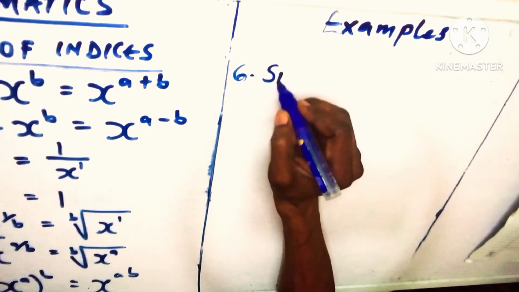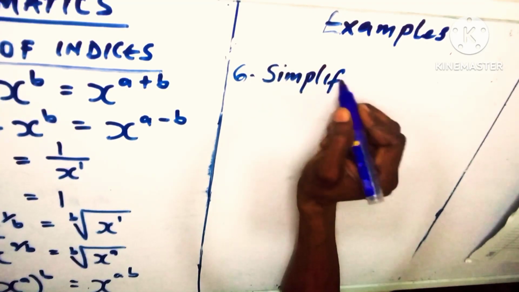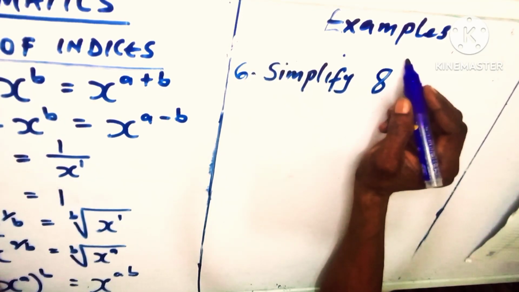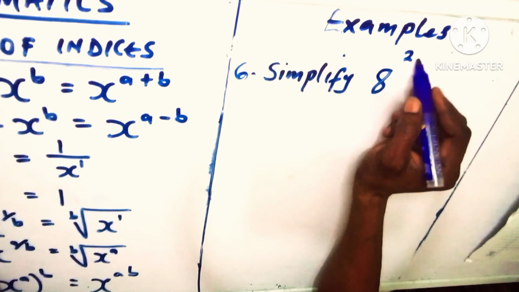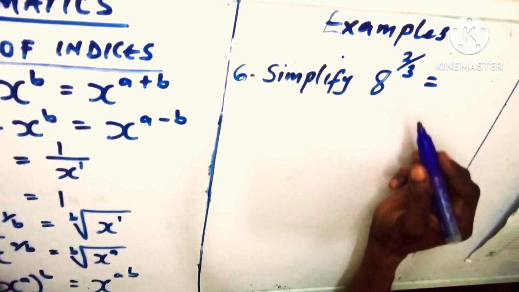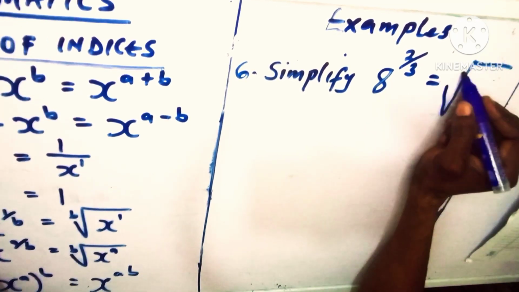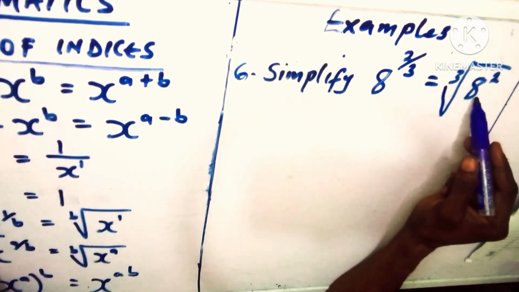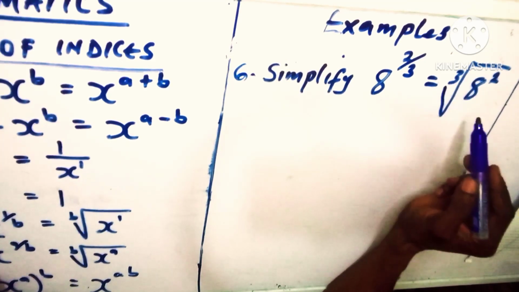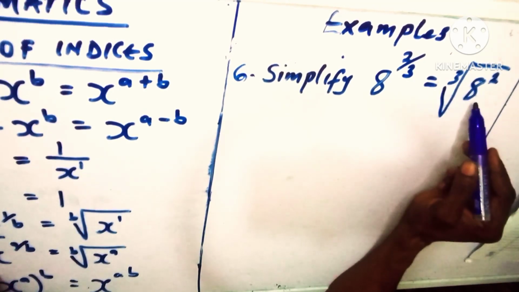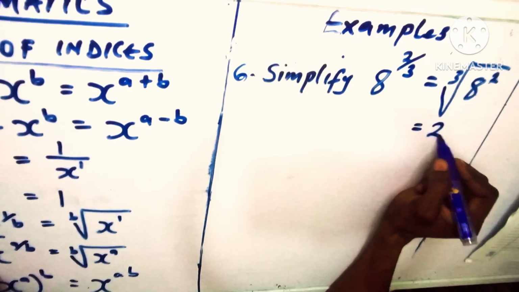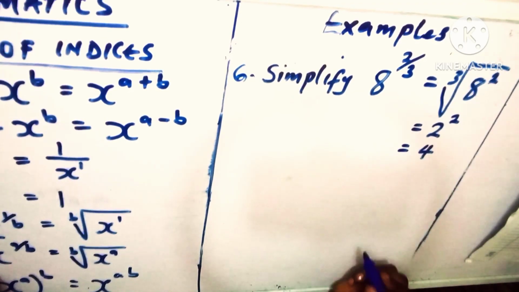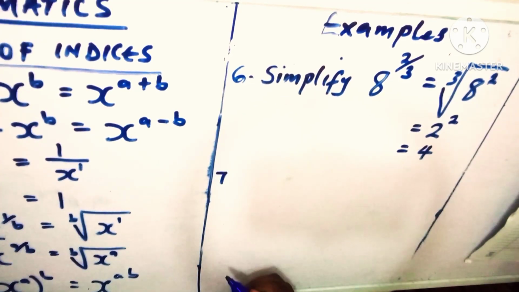Then number 6. Simplify. 8^(2/3) is equal to the cube root of 8, raised to power 2. Remember, I told you the cube root of 8 is equal to 2, and 2^2 is equal to 4. Then number 7.